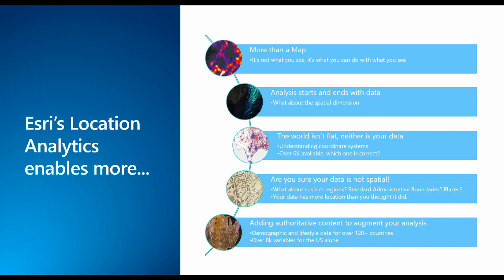And last but definitely not least, one of the things that Esri brings to the table is authoritative content to augment your analysis. For example, demographic and lifestyle data for over 120 plus countries. In the US alone, it has well over 7,000 demographic and lifestyle variables for you to choose from. And you can show those directly inside of one of these Microsoft integrations. You can augment the data that exists, whether it be Power BI, Office, or SharePoint, or you can simply show some infographics across the board.